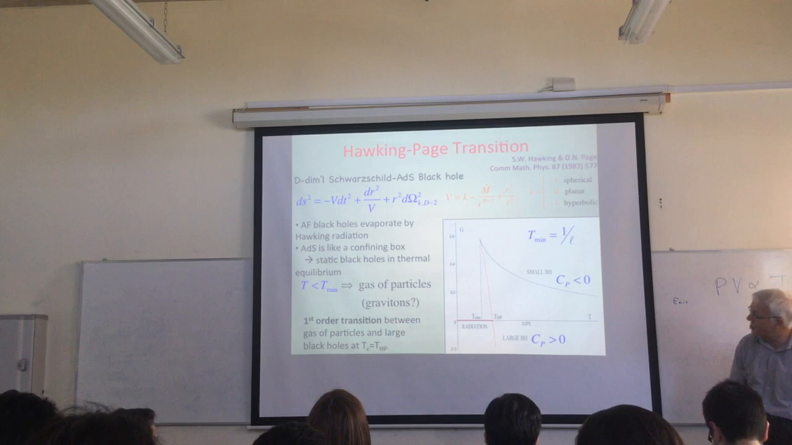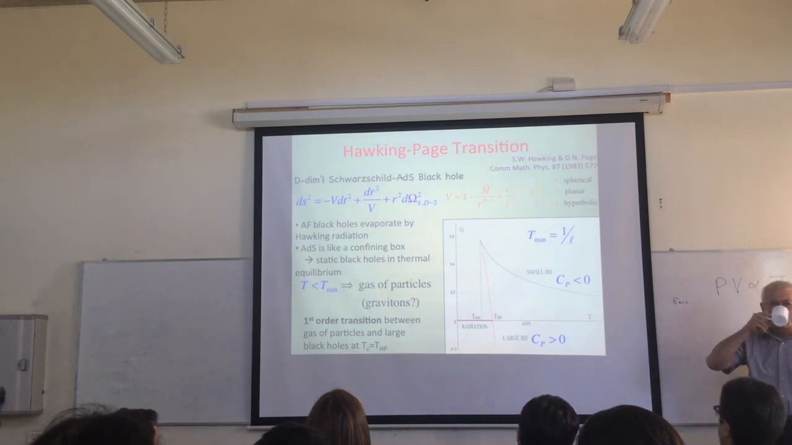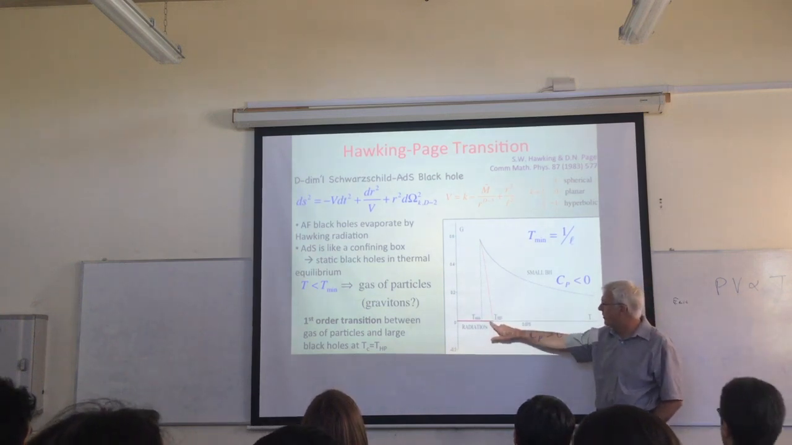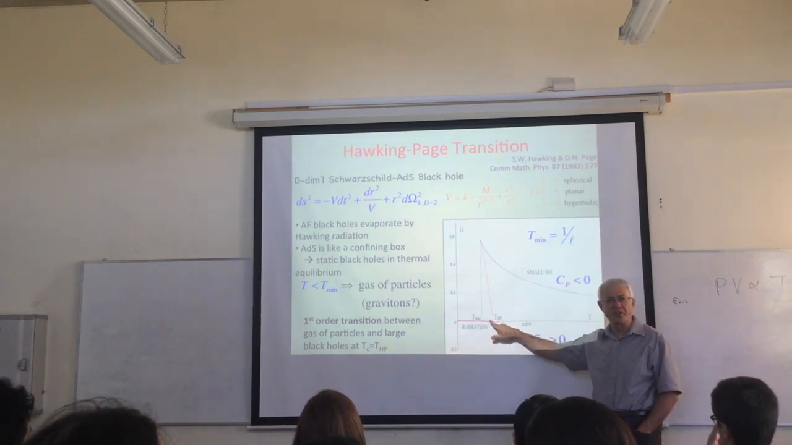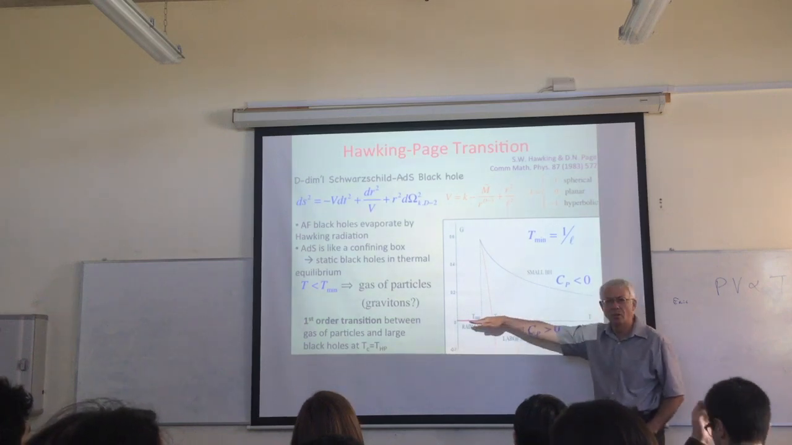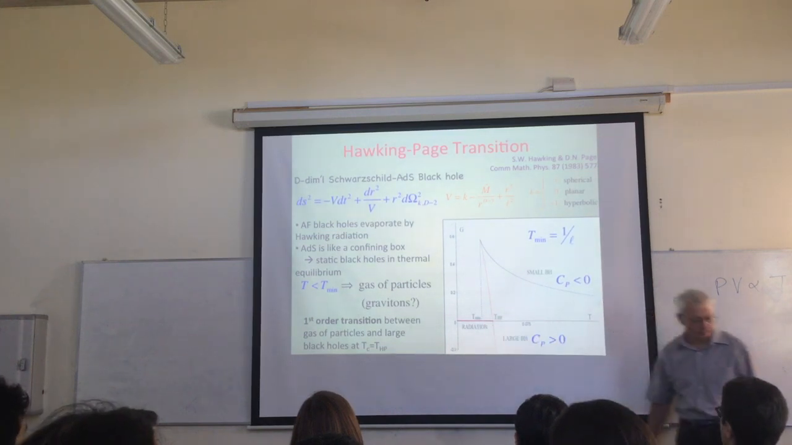So this is a first order transition. What that means is the free energy is continuous, but its derivative is clearly discontinuous at this point. You're going along a smooth curve, and then all of a sudden, you point that way. And that's a hallmark in thermodynamics of a first order phase transition.